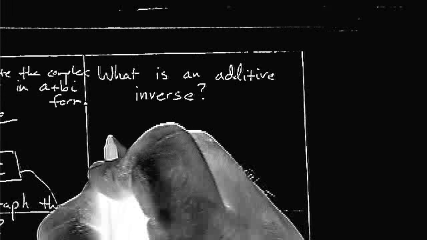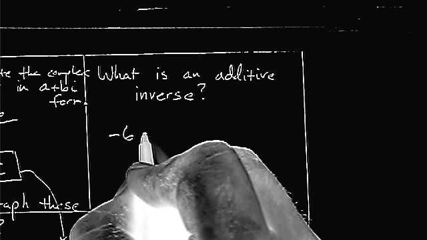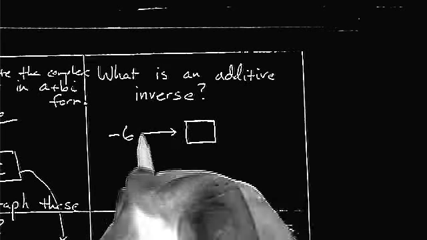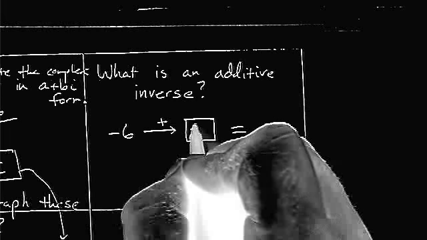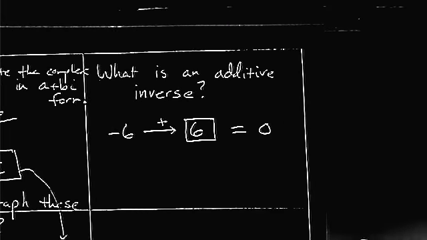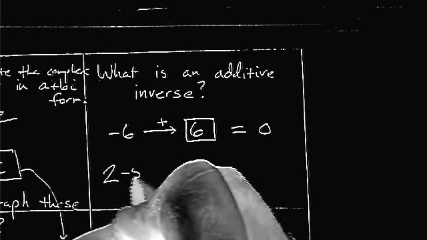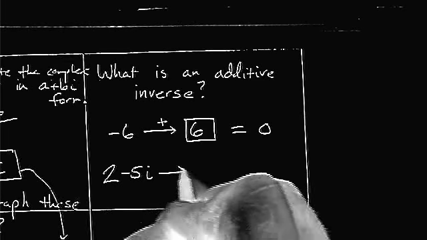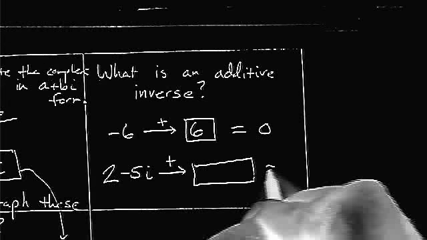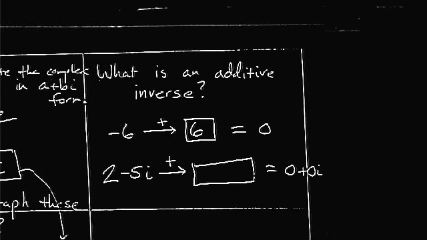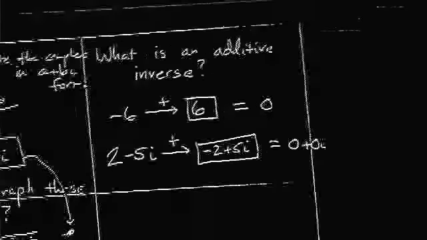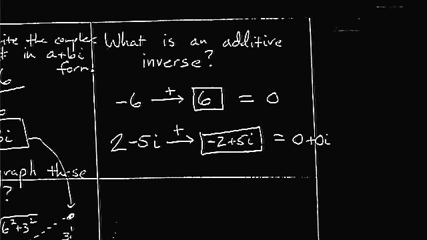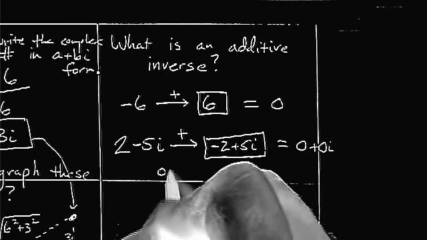Last question I have for you is, what's an additive inverse? So what's the additive inverse of negative 6? It's a number in the universe that you can add to negative 6 that will end up giving me 0. The answer, positive 6. So what's the additive inverse of 2 minus 5i? Something I can add to it and end up with 0 plus 0i. That'll be negative 2 plus 5i. Yes, it is that easy, folks. Additive inverse means the opposite.